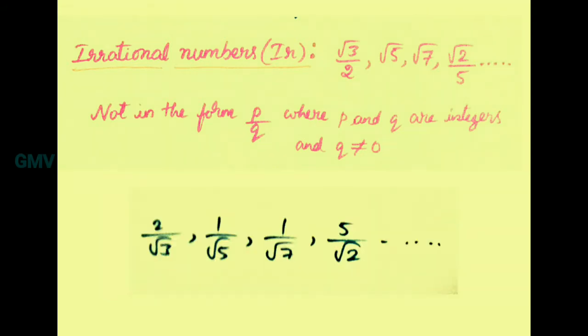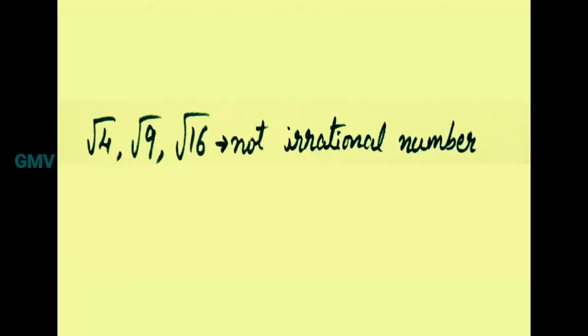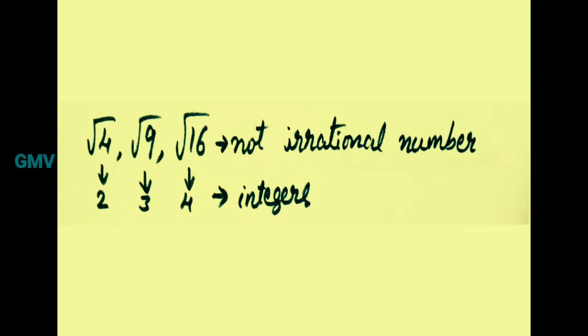The reciprocals of these numbers are also irrational. The reciprocals like 2 by root 3, 1 by root 5, 1 by root 7, 5 by root 2 are also irrational because the denominators are non-integers. Note that root 4, root 9, root 16 are not the irrational numbers because root 4 value is 2, root 9 value is 3 and root 16 value is 4. These are the integers. Hence, these are not the irrational numbers.